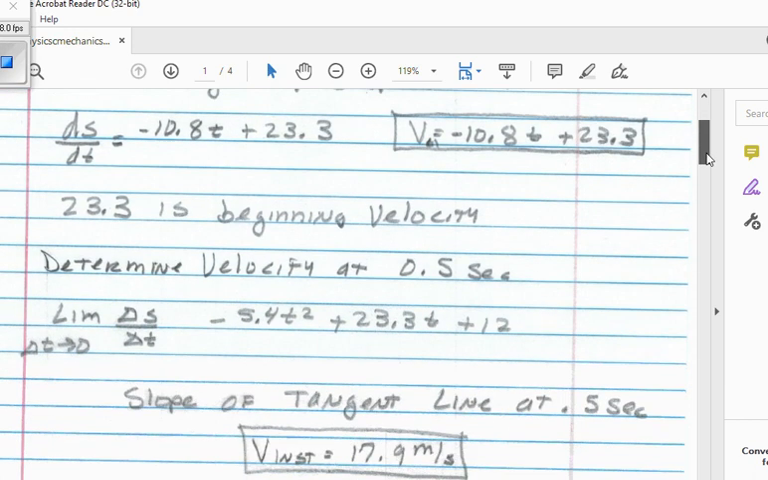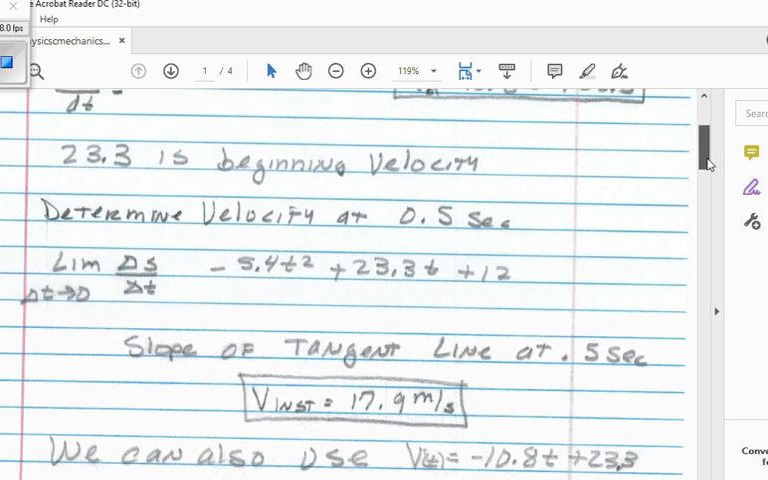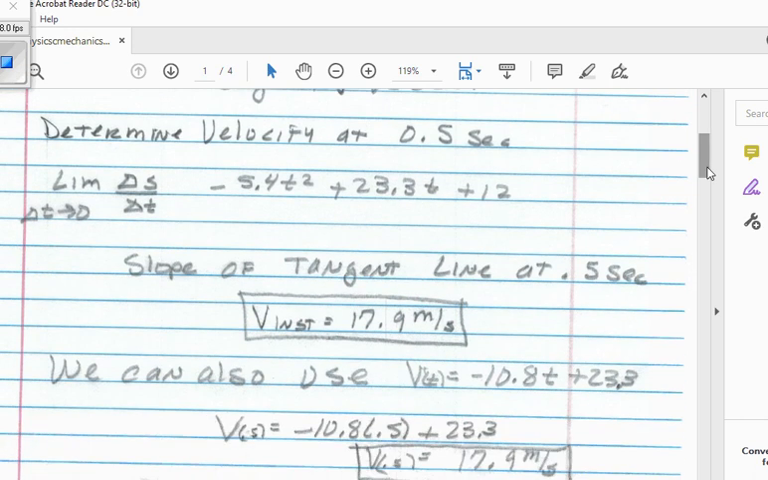Now, what if we wanted to find the velocity at 0.5 seconds? Well, we can use the limit theory and understand that the slope of tangent lines gives us instantaneous velocity, or we can simply use the equation. So we want to determine the velocity at 0.5 seconds. What are we really doing there? We're saying the limit of the change in displacement with respect to change in time of our original function as delta t approaches 0. That's the same as taking the slope of the tangent line at 0.5 seconds.